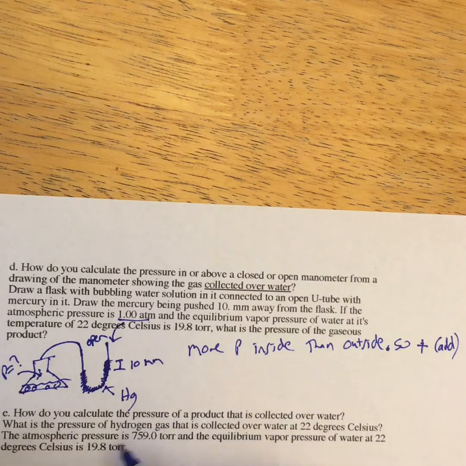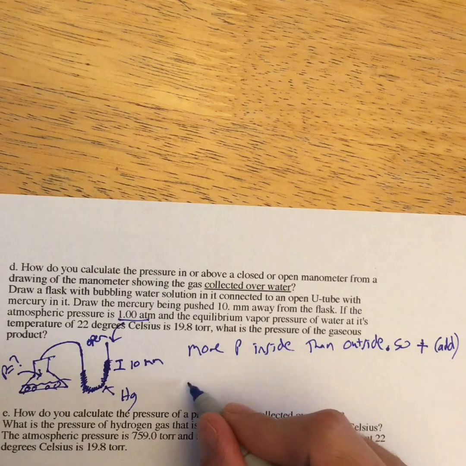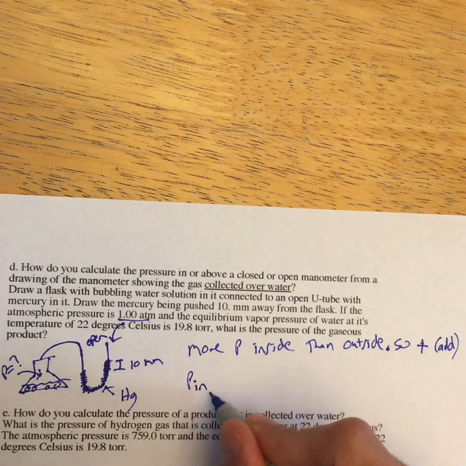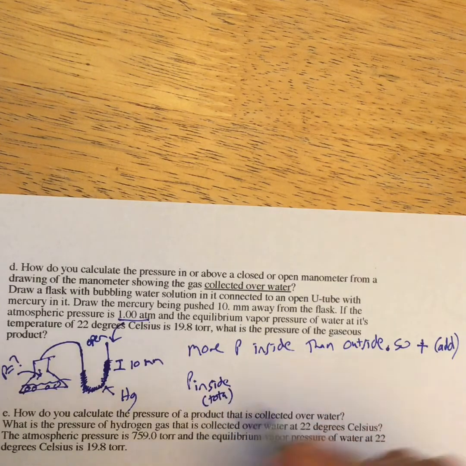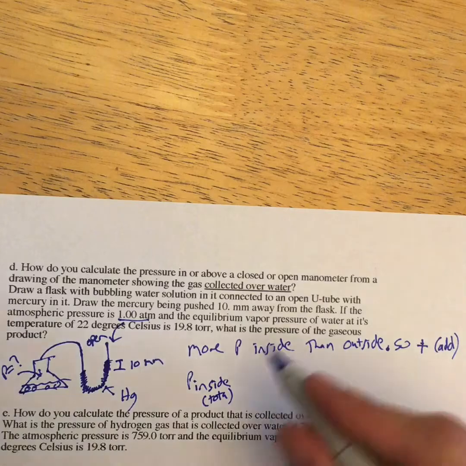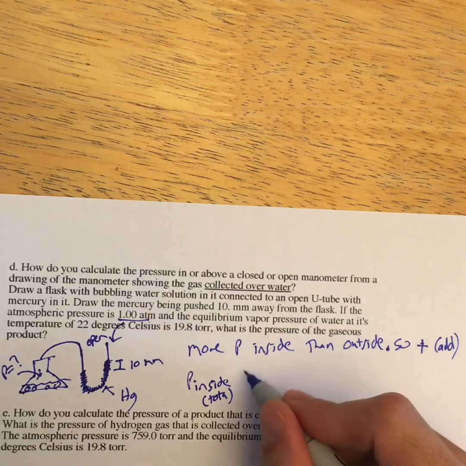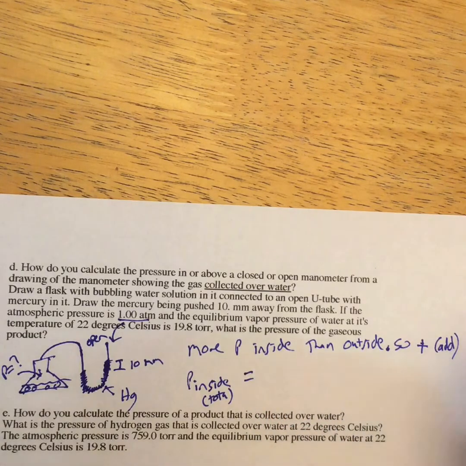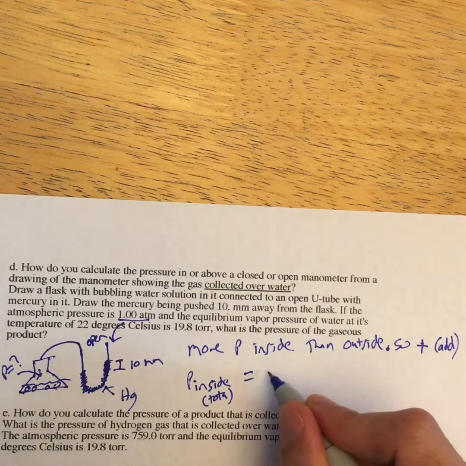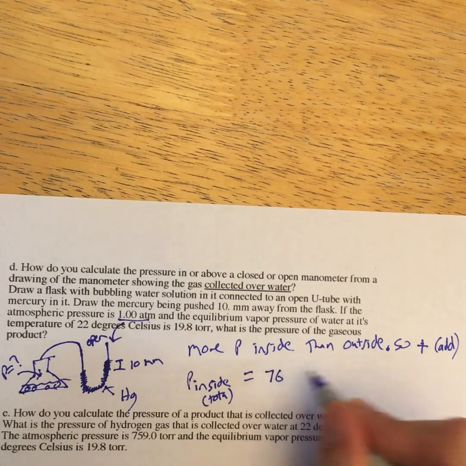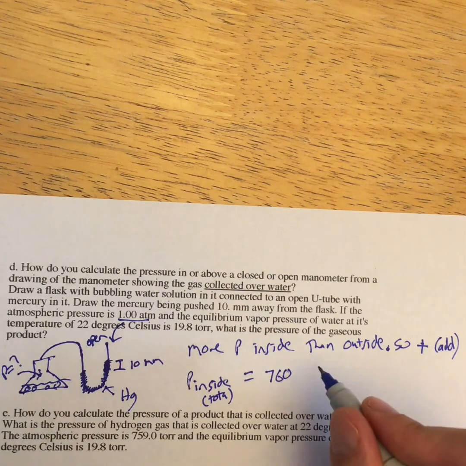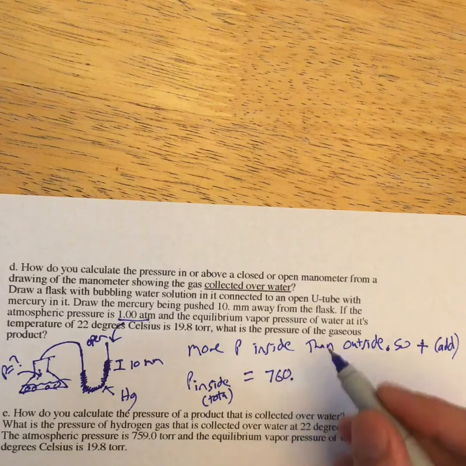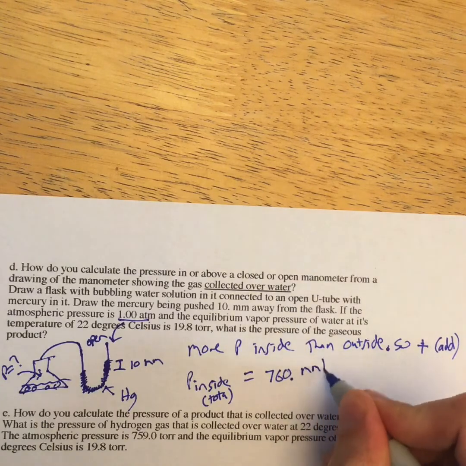Okay, so the total pressure in there, the pressure inside, total, I'm doing total because there's water in there too, gaseous water in there too, is going to be 1 atmosphere, which is 760, 3 sig figs, 760 millimeters of mercury.